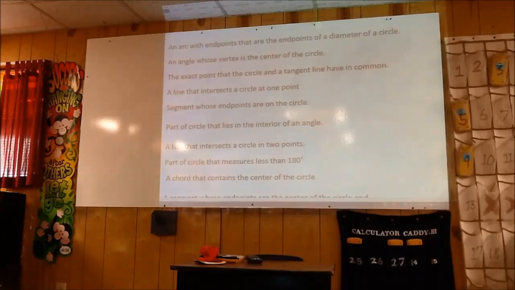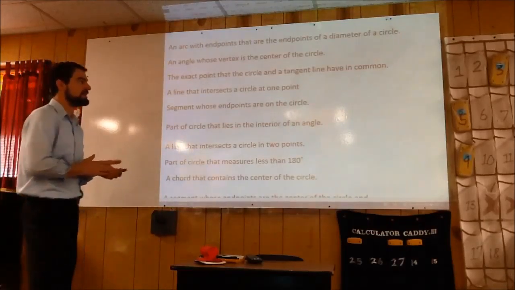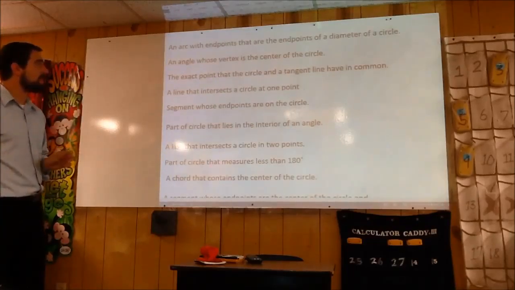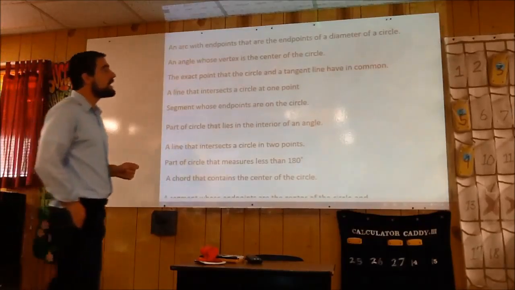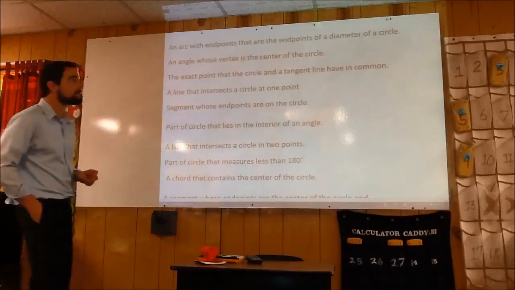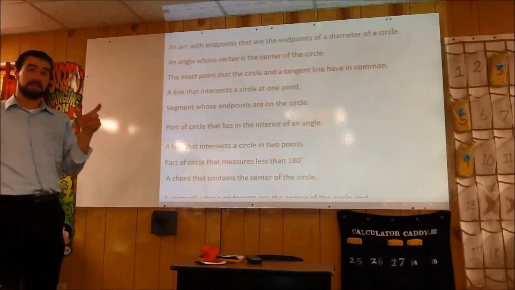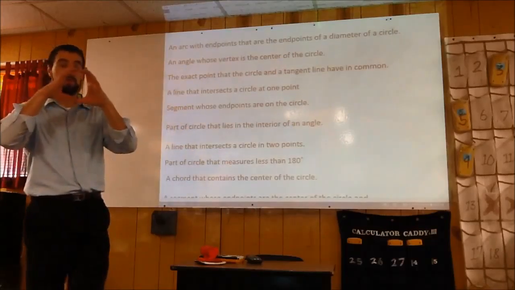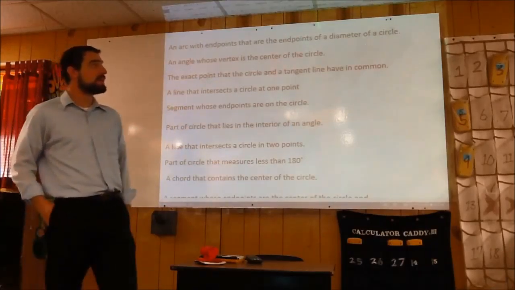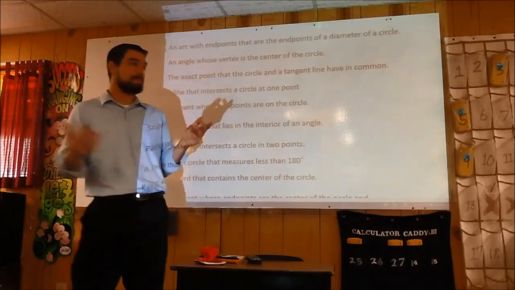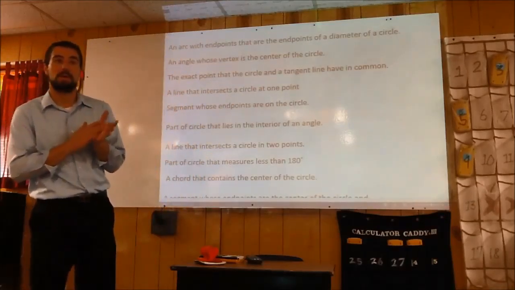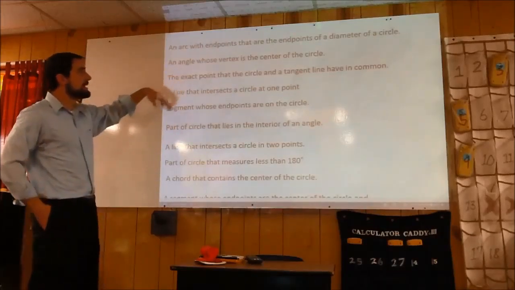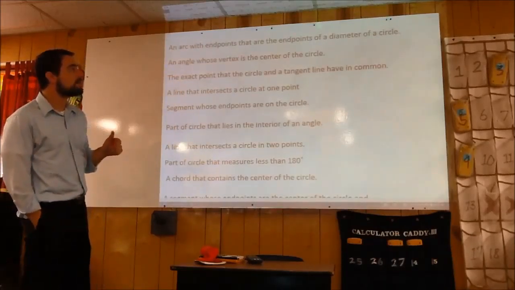Quickly. We're going to go through these and talk a little bit about each one, hopefully. Okay, an arc with endpoints that are the endpoints of a diameter of a circle. Remember that an arc is just a part or a piece of a circle. So what part of a circle has the endpoints of a diameter? Semicircle. What's the measure of a semicircle? 180 degrees.